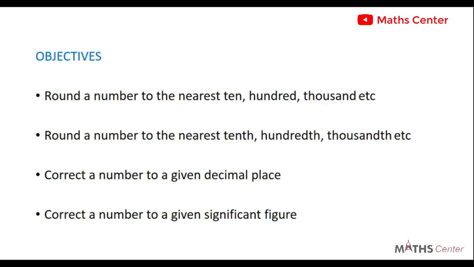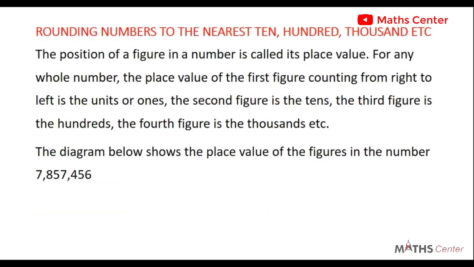Let's begin by tackling our first objective: how to round a number to the nearest 10, 100, 1000, etc. How do we do this? The position of a figure in a number is called its place value. For any whole number, the place value of the first figure, counting from right to left, is the units or ones. The second figure is the tens. The third figure is the hundreds. The fourth figure is the thousands, etc.